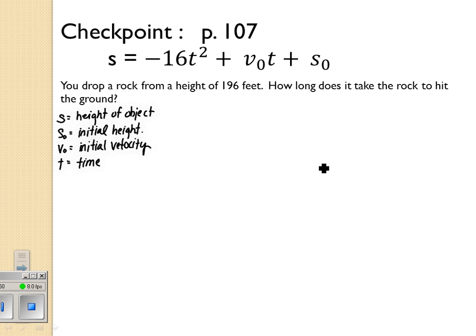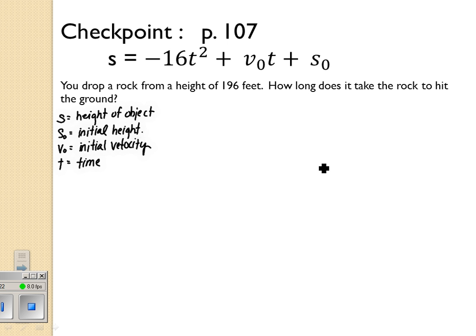Okay, so if we're looking at this formula and we read the problem, it says you drop a rock from a height of 196 feet. How long does it take the rock to hit the ground? So where was the initial height of our rock? Well, we started with 196 feet high. If you dropped it, was there a velocity on the rock when it began to fall? No, the initial velocity is going to be 0. You were holding it if you dropped it. So it was not moving. It did not have a velocity.